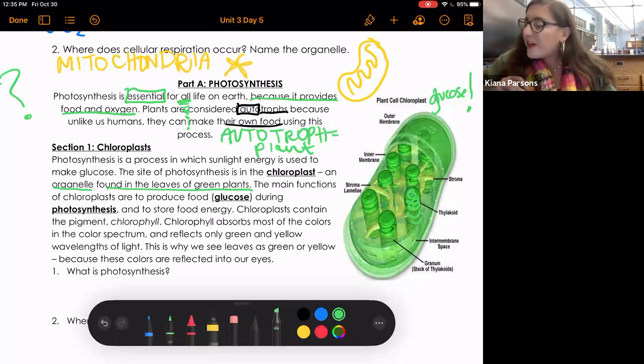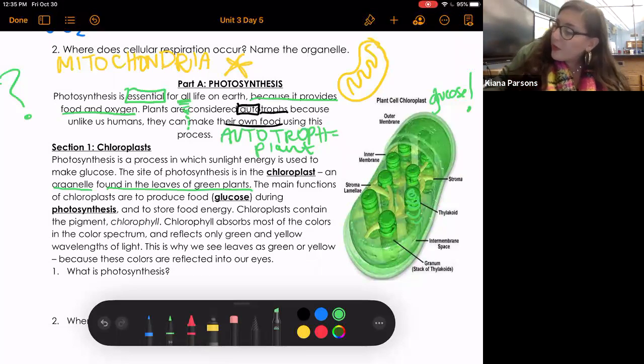So the main functions of chloroplasts are to produce food. And again, that word produce helps us remember that we're talking about producers.